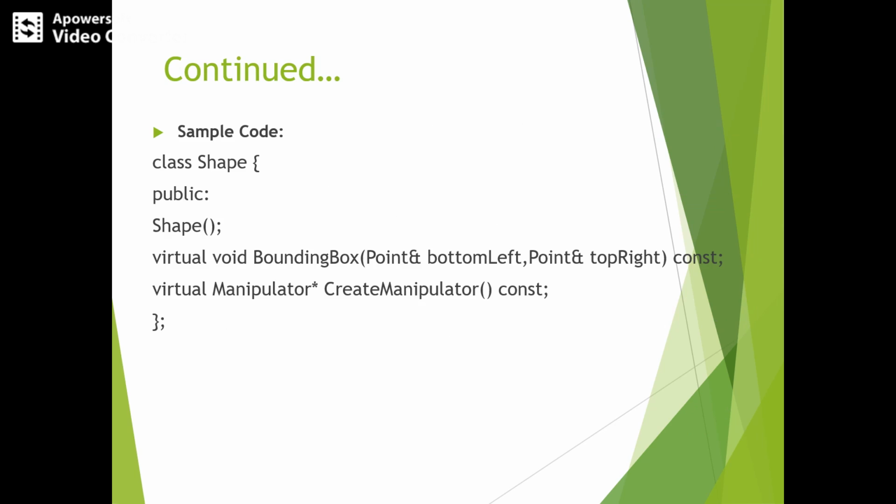So now this is the sample code. We are not going to take the complete code, because sample code will be taken for the particular design pattern. Here we will sketch the implementation of class and object adapter for the motivational example, beginning with the classes Shape and TextView. We are taking into consideration the motivational example class Shape. Its public functions include virtual void BoundingBox, with the points bottom left and bottom right, which are constant, and virtual Manipulator CreateManipulator, which is constant.